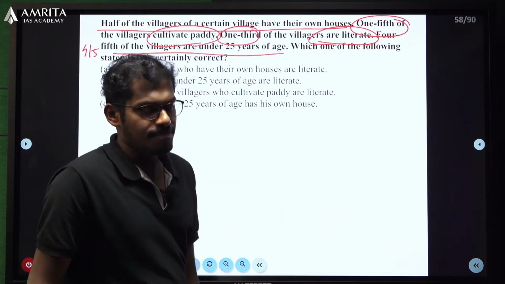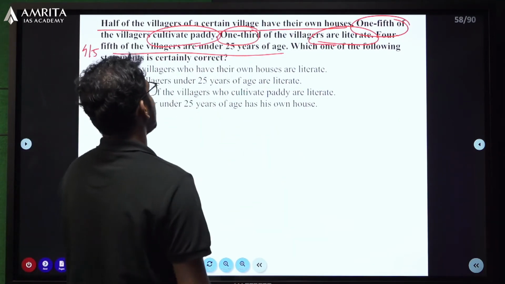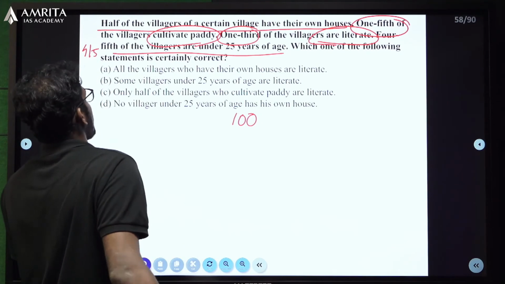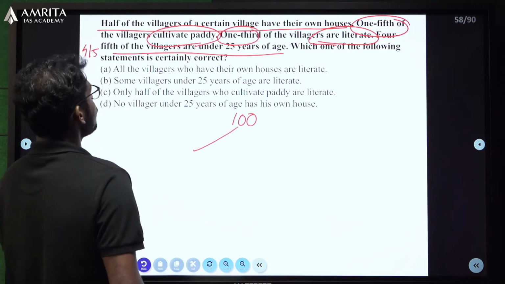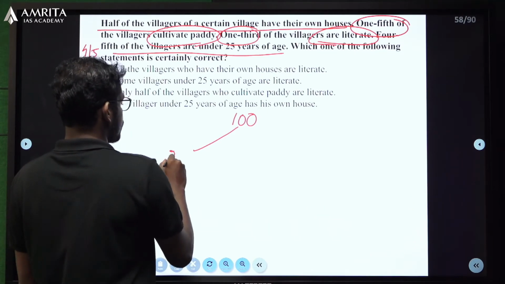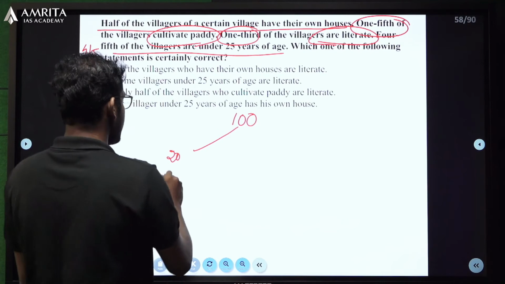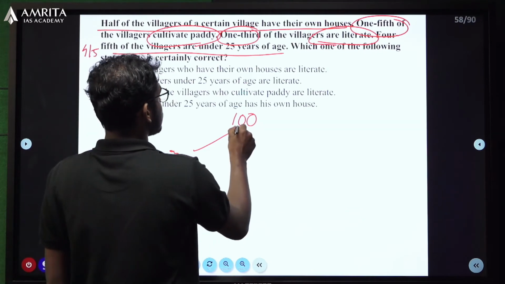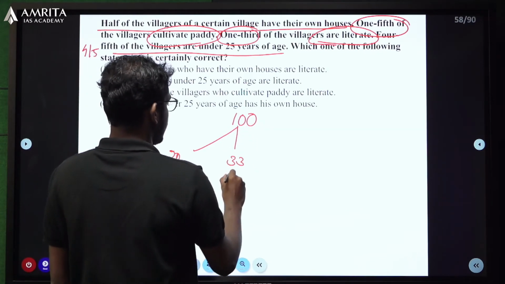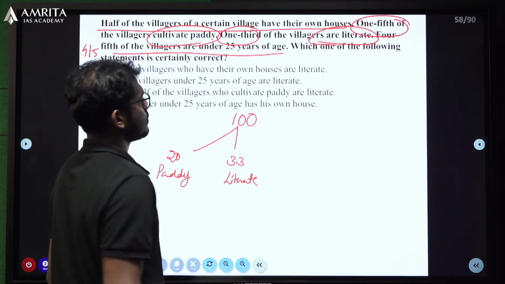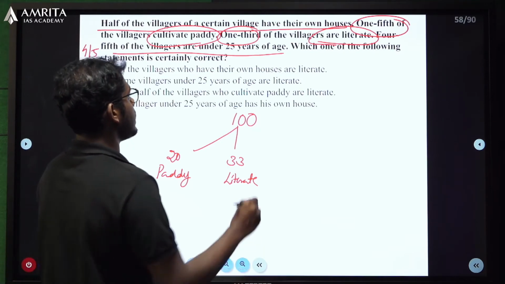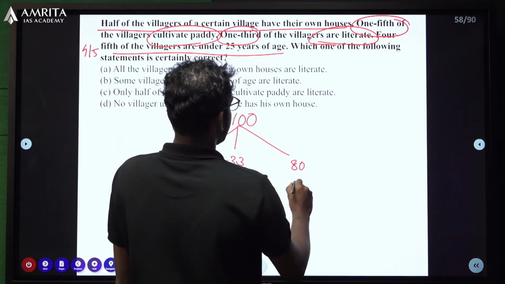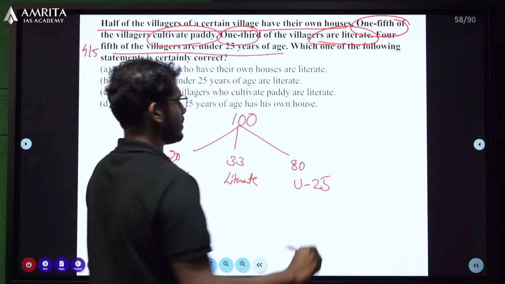Before going to the statements, let's first draw a diagram. Let us assume that there are a total of 100 villagers. 1/5 of the villagers cultivate paddy. 1/5 of 100 is 20, so 20 villagers cultivate paddy. 1/3 of the villagers are literate. 1/3 is 33, so 33 villagers are literate. 4/5 of the villagers are under 25 years. 4/5 means 80, so 80 villagers are under 25 years of age.